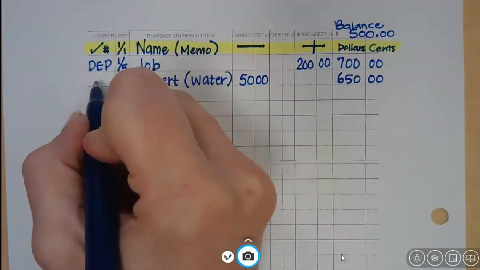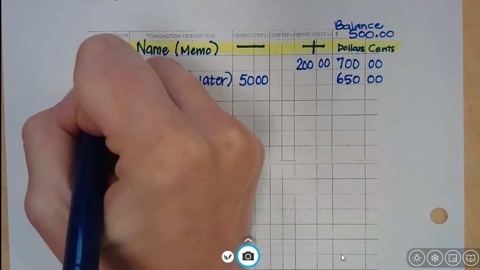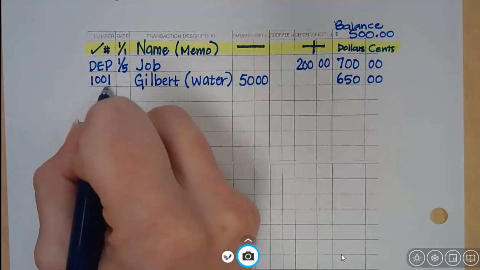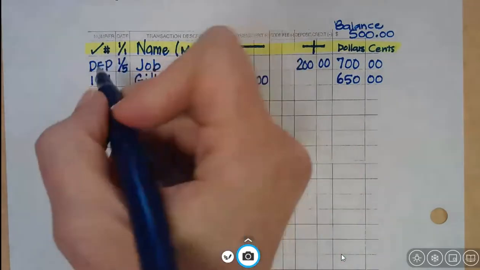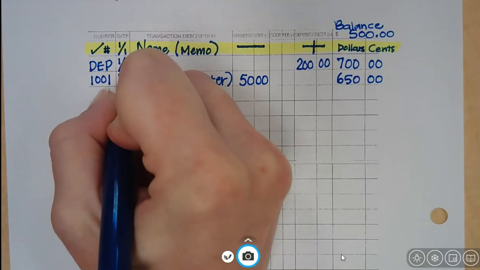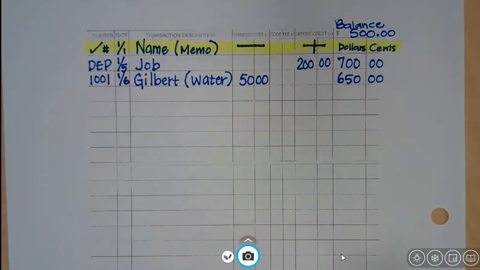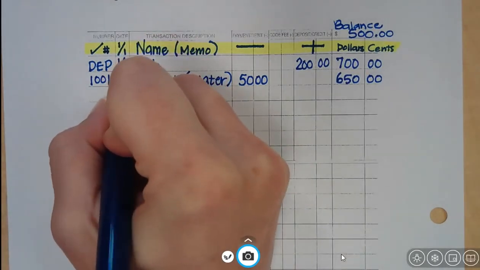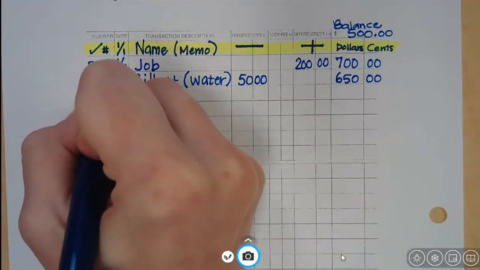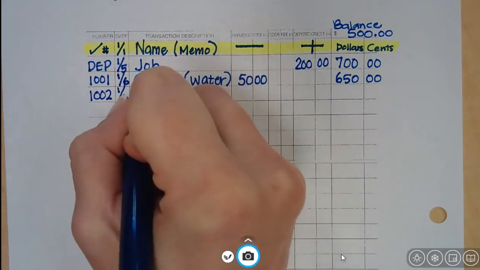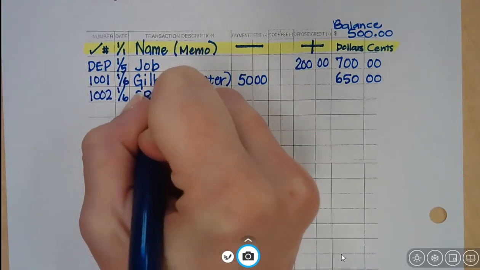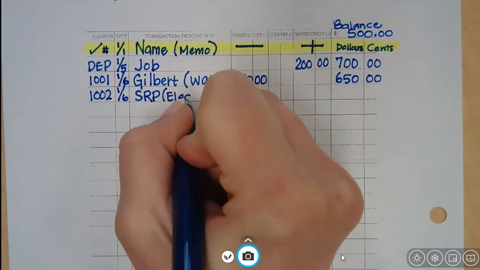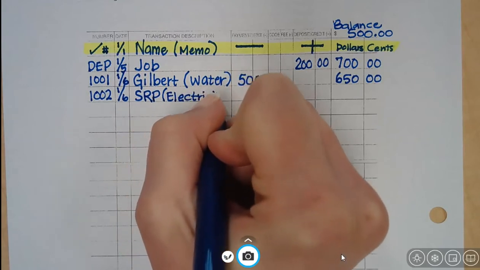Remember, I need to write the check number. You would normally be looking at a check and you would write the check number down. So we'll pretend I was looking at a check and it would be check 1001, and I wrote this out on January 6th. My next bill I'm also going to pay on January 6th. This is going to be check 1002, and I'm paying this to SRP, which if you don't know is an electric company here. So we get to pay this bill so that we can keep having electricity.